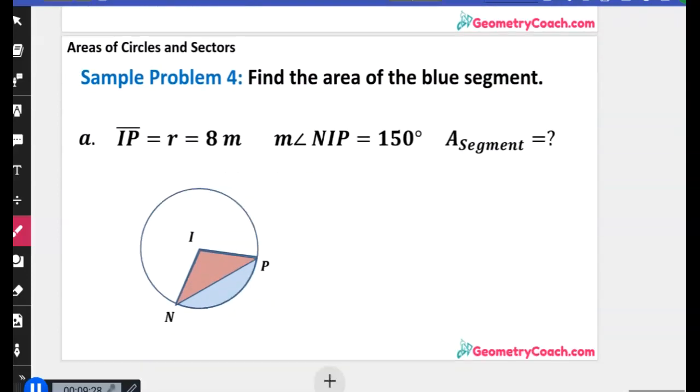Okay, so we're going to find the area of the blue segment. First find the area of the sector, then find the area of the triangle, then subtract them. Let's do the sector over here. This is a 150 degree angle, so it's 150 out of 360. I'm just going to leave it like that, not reduce it right now. So that's the part times the whole area, pi r squared.